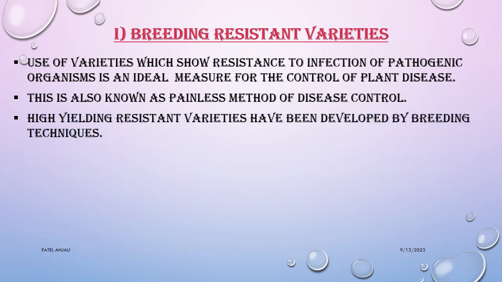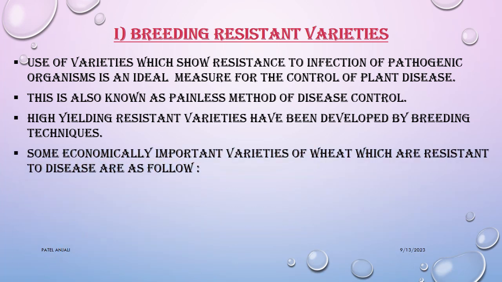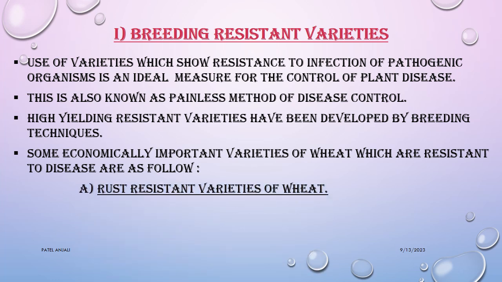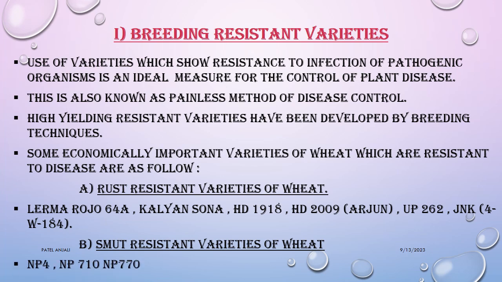High-yielding resistant varieties have been developed by breeding techniques. Some economically important varieties of wheat which are resistant to disease are as follows: rust-resistant varieties of wheat, Lerma Rojo, Kalyansona, etc. Smut-resistant varieties of wheat, NP4 and NP710, etc.